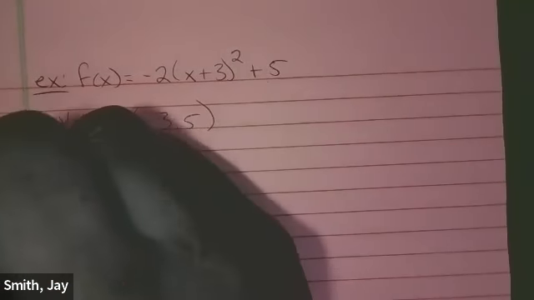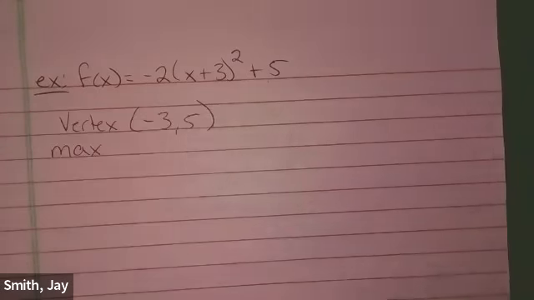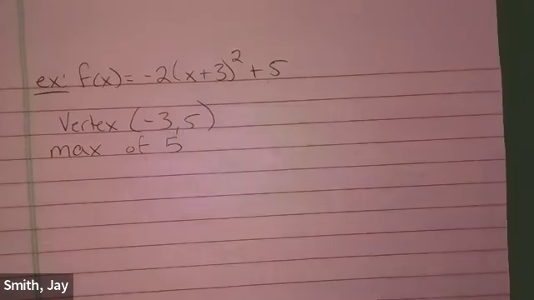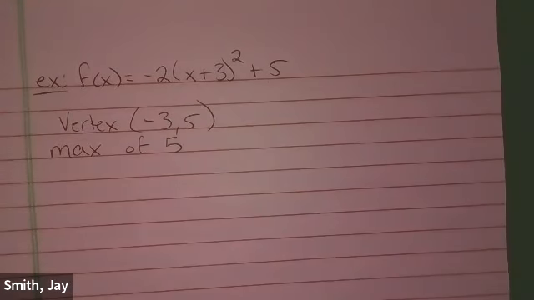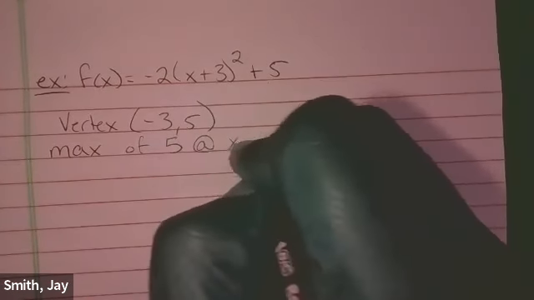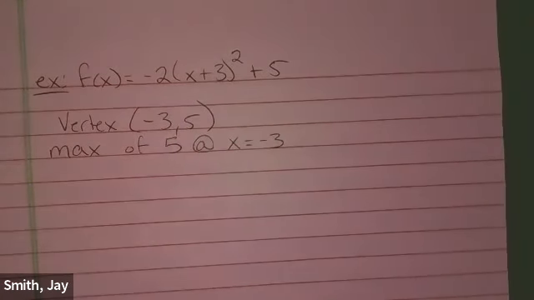And if it opens down, this means we have a maximum. Whether we have a max or a min, it's always going to be the y coordinate of our vertex. So here we have a max of 5, and it occurs at x equals -3. What's the domain for this function?